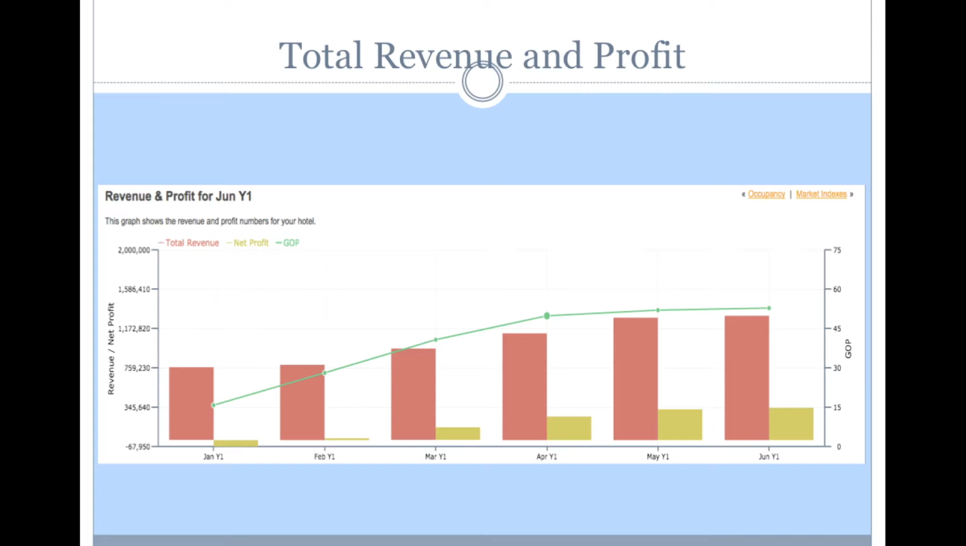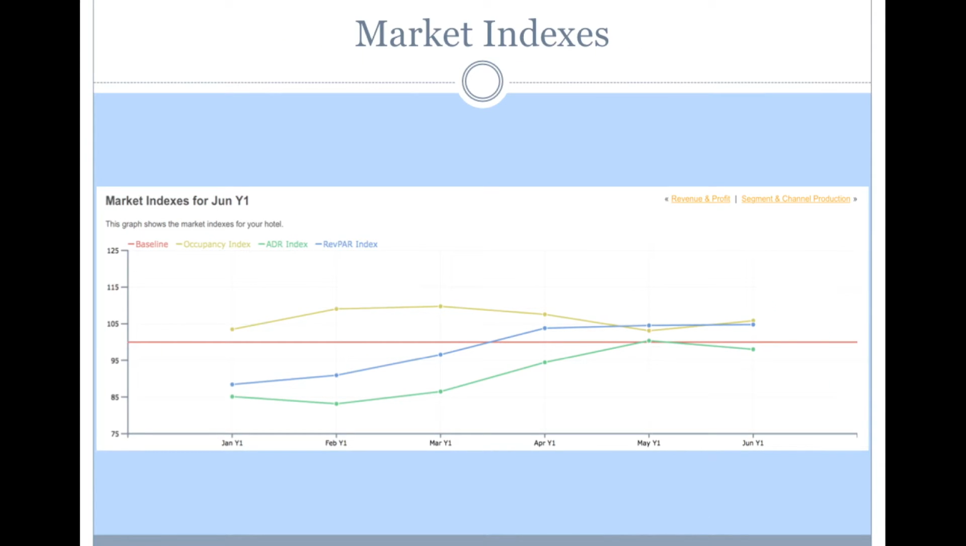This bar graph shows the revenue and profit for the hotel. As you can see from our strategies in place, our total revenue has increased along with the net profit at a steady level. This is another snapshot from Revsim, which clearly shows the market index. Our RevPAR and occupancy index has increased, which has a positive outlook for the hotel.